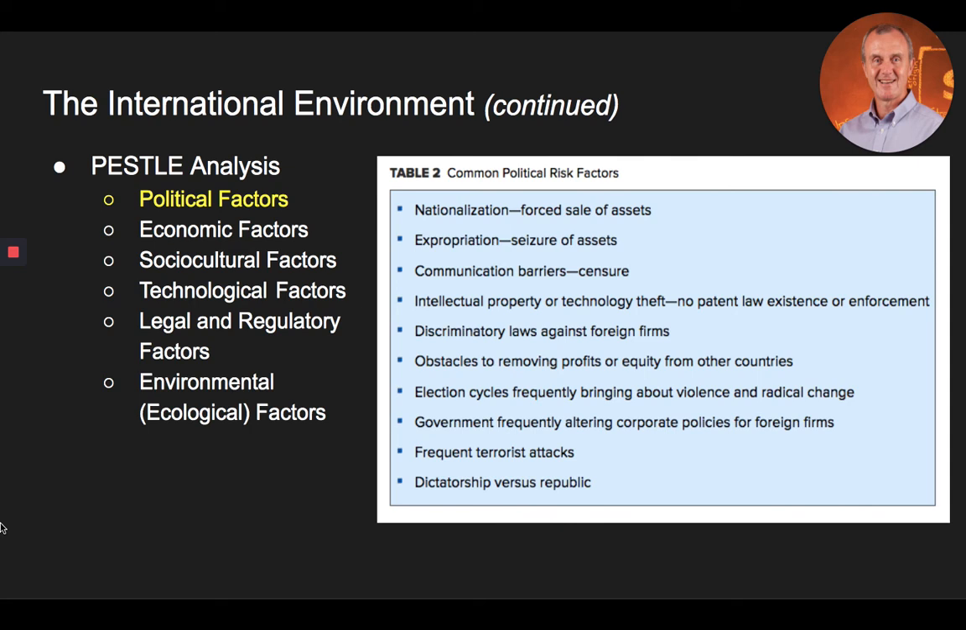Some of these common political risk factors include nationalization, expropriation, communication barriers, intellectual property or technology theft, discriminatory laws against foreign firms, obstacles to removing profits or equity from other countries, election cycles frequently bringing about violence and radical change, the government frequently altering corporate policies for foreign firms, frequent terrorist attacks, and the fact that there would be more of a dictatorship versus a republic form of government.